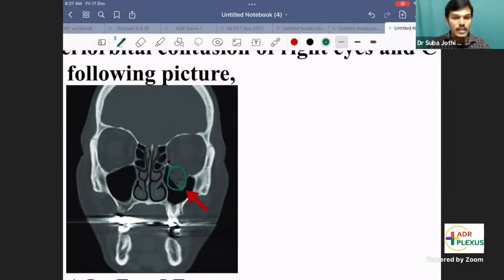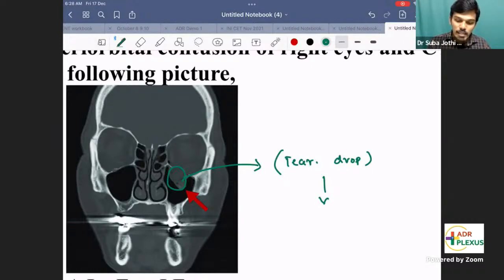Anyone? Are you familiar with? Yes, perfect answer. So this is teardrop sign. So this is teardrop sign seen in, what is the diagnosis? Anyone? So teardrop sign is seen in, what is this one called? So floor of the orbit fracture. So floor of orbit fracture, teardrop sign is always asked as a one-liner. Most of us otherwise call it a blowout fracture.